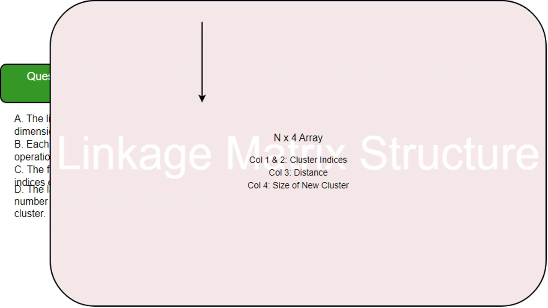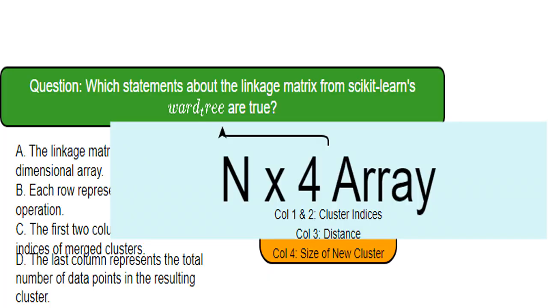The first 2 columns provide the indices of the clusters that were just merged to form a new, larger cluster. Think of them as the cluster IDs before they were combined. This column tells you the distance between the 2 clusters that were merged. This distance is calculated based on Ward's method, minimizing the variance within each cluster.